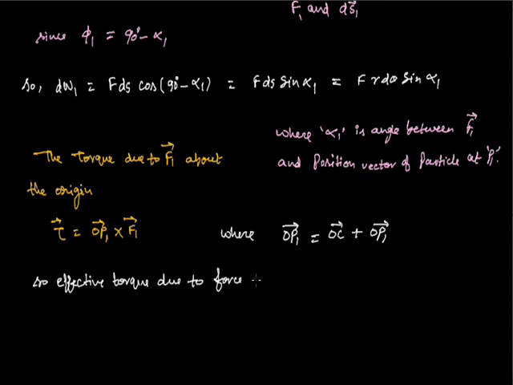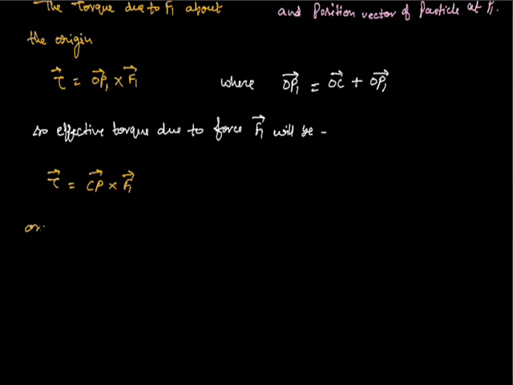So the effective torque due to force F1 will be tau equals CP1 multiplied by F1, or the magnitude of torque tau is equal to R1 F1 sin alpha, and its direction is along the axis of rotation.